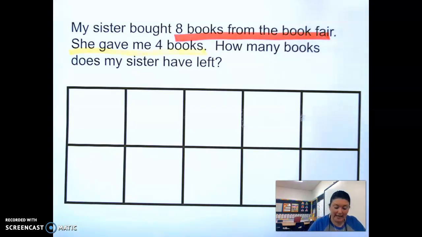So let's see how we can model that using our objects. I'm going to be using counters. You might have counters. You may have something else.